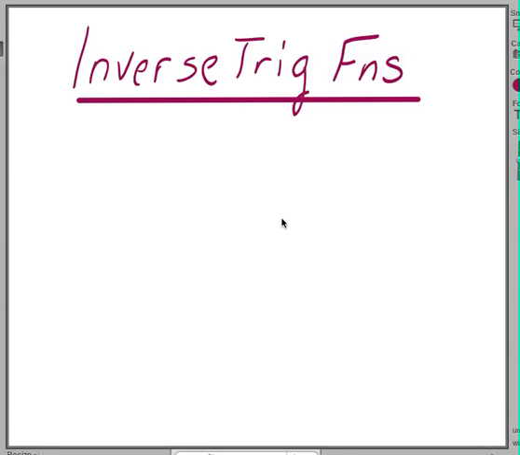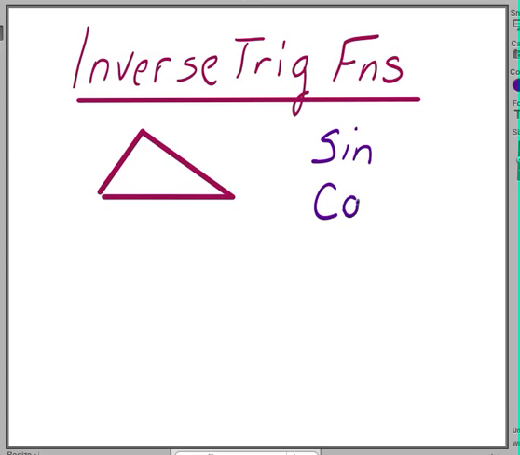I always seem to have a little bit of trouble with inverse trig functions. So first we'll start with a quick review of our basic trig functions. Let's go ahead and draw a right triangle first, actually. So we'll put that guy up there, and then we will talk about the three trig functions: sine, cosine, and tangent. And we use our little acronym.